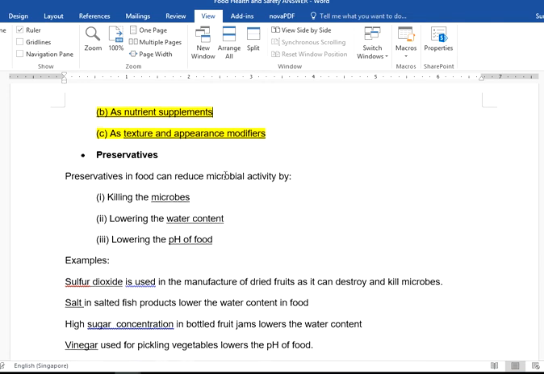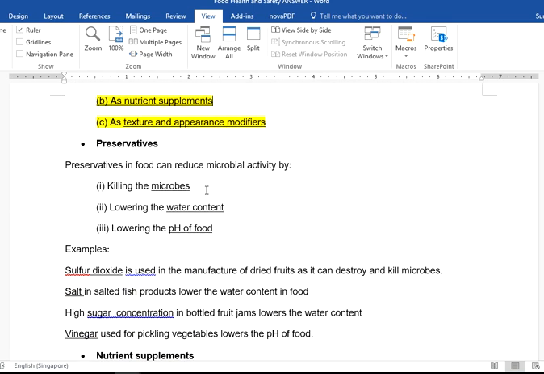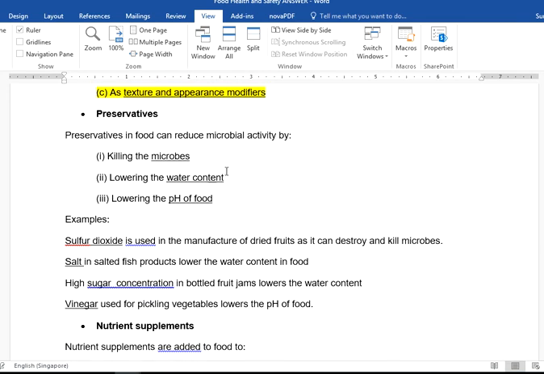So the first function is as a preservative. What is the point of using food additives as a preservative? Basically, these food additives will help to kill the microbes. These additives will lower the water content, maybe making the food drier, and this food additive will also lower the pH of food, making the food more acidic.